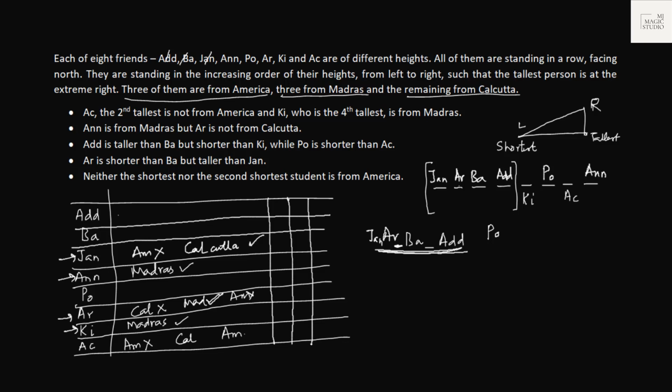So if I make the final grid of the cities, let me make it like this. We have got Madras, we have got America, and we have got Calcutta. N is from Madras, AR from Madras, Ki from Madras. Only 3 people are from Madras. And Jain is not from America. AC is not from America. Now we can see that 3 people are from America and only 3 boxes are left for America. That means these 3 people are from America. Automatically, Jain is from Calcutta and AC is from Calcutta. Bingo. No data insufficiency. We can find from which city they are and we can also find in which order they are standing. Done.